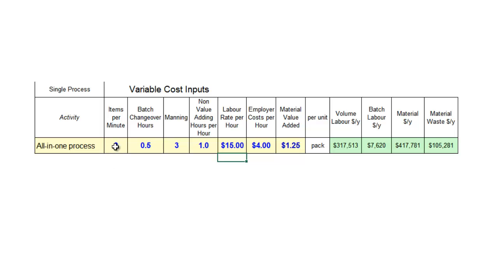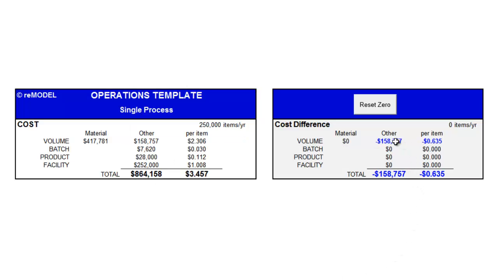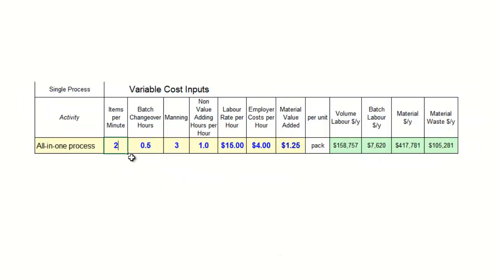Let's start with machine speed. If we double the machine speed, this has an effect on volume-related labor cost. This is because we haven't adjusted the manning level on it, so that same 3 people can produce twice as much. So the cost of the volume-related part of that is halved. As you can see, the final number is half the total. Let's try something else. We'll put that back to 2, just so that we don't confuse ourselves.